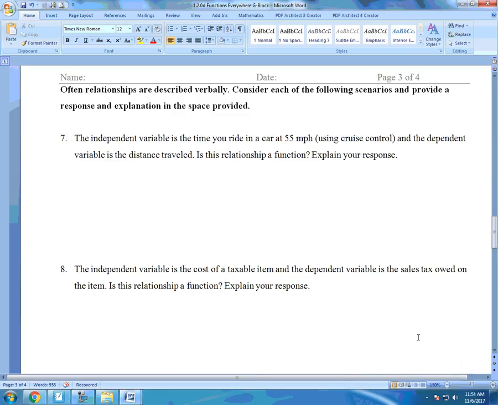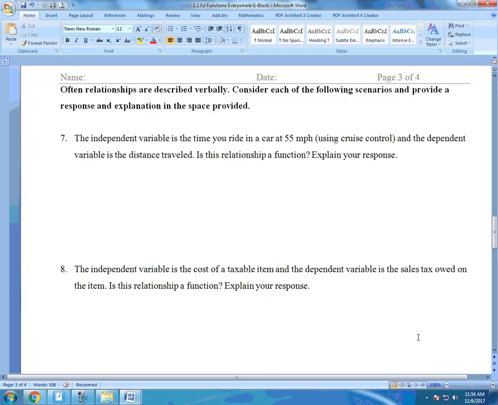Okay, there seemed to be some difficulty with activity 120D, numbers 7 through 12, identifying a real world situation as being a function or not. So I thought I would take a couple of minutes and run through that so you had something to go through and see where you may have gone wrong.